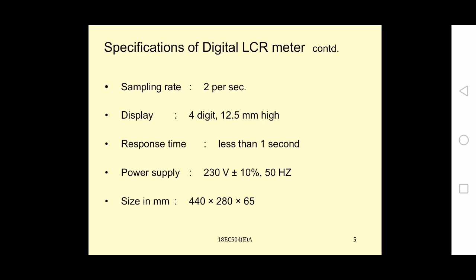Next, the sampling rate is 2 per second, and the display output is 4 digits, 12.5 millimeter high resolution, and response time is less than 1 second. Power supply is normal power supply, 230 volts, 50 hertz with plus or minus 10% accuracy, and size in millimeters, length, width into height, is 440 into 280 into 65. You can note down these values.